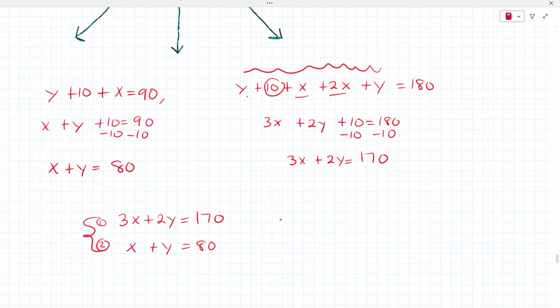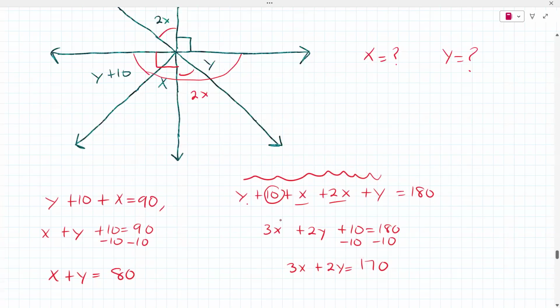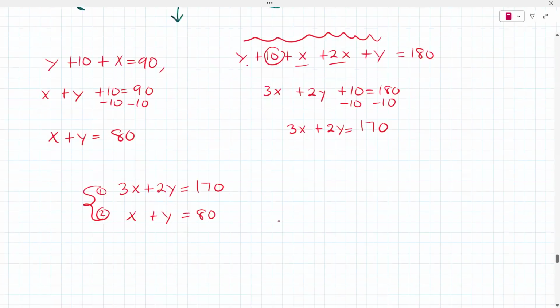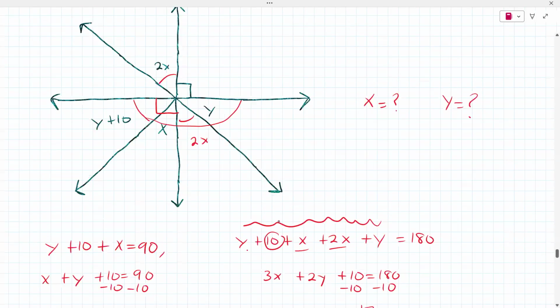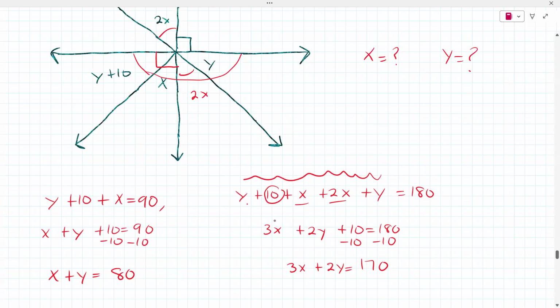I think I made a mistake somewhere. Did I make a mistake? So we have y plus 10 plus x plus 2x plus y equals 180, and then 2x plus 1x is 3x. 1y plus 1y is 2y, plus 10 equals 180. Good. 3x plus 2y equals 170.